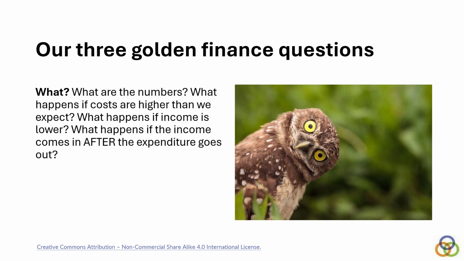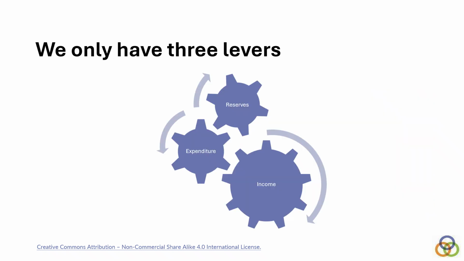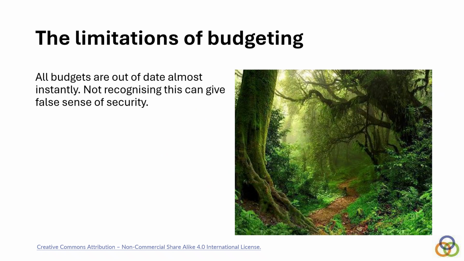Now let's come back to our 3 golden finance questions. What are the numbers? What happens if costs are higher than we expect? What happens if income is lower? What happens if the income comes in after the expenditure goes out? So what? So what is our plan B? And now what? When would we need to enact it? We only have 3 levers: income, expenditure, and reserves. And there are massive limitations to budgeting. I love budgeting. It can get me out of the doldrums very, very quickly.